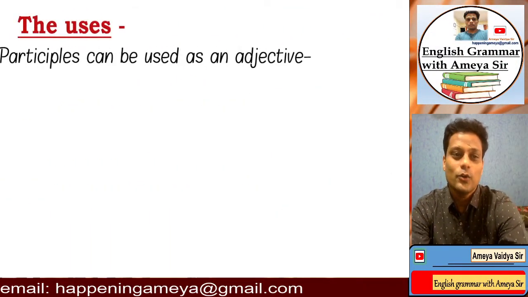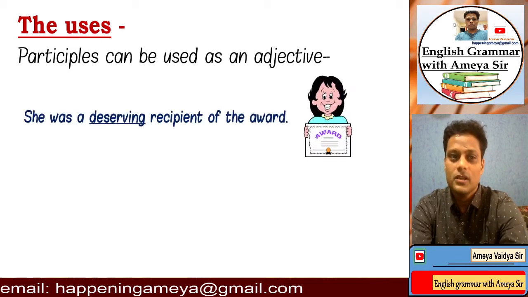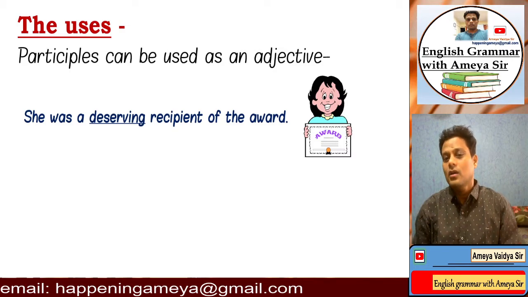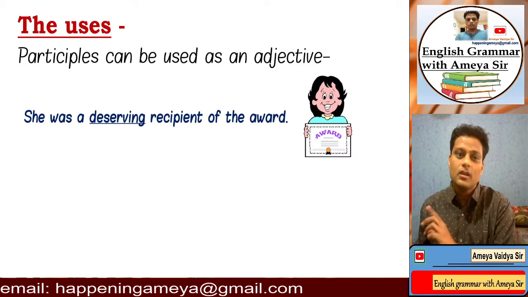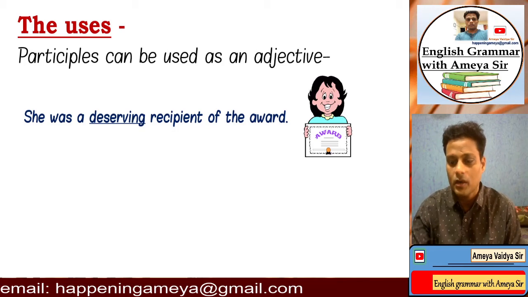All right, let's continue. Participles can be used as an adjective. Again, more examples. She was a deserving recipient of the award. So how was the recipient? A deserving recipient of the award. This is a participle.